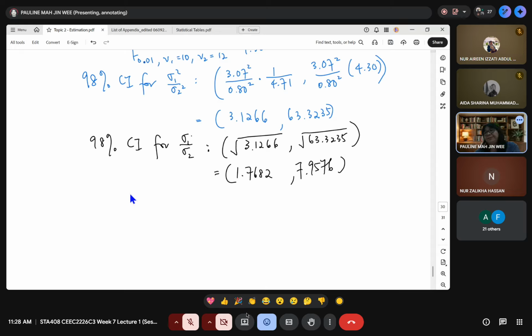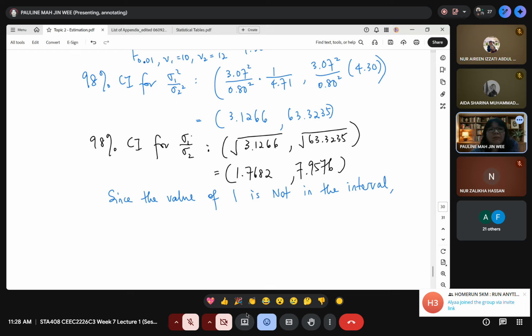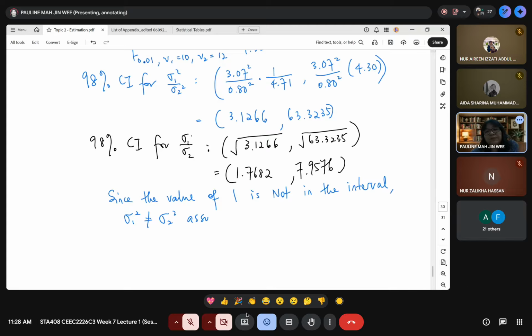Equal or not equal? Not equal. They're not going to be equal, yeah? So you can mention this. Since the value of 1 is not in the interval, sigma 1 squared is not equal to sigma 2 squared. Assume.